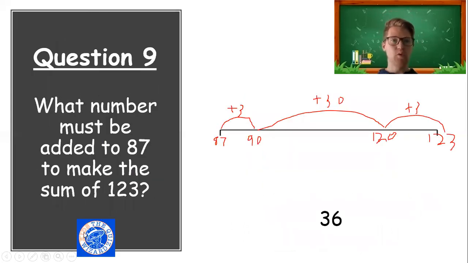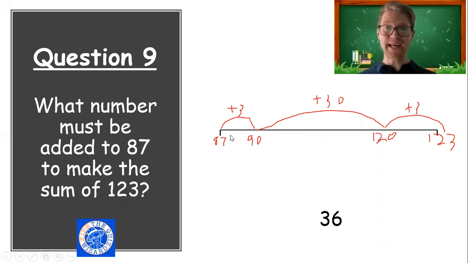Question nine, what number must be added to 87 to make the sum of 123? I had to draw this freehand, so Mr. Chapman's not the artiest of people. But what I would do here is I'd put the two numbers that we're trying to find the difference between. So 87 at one end and 123 at the other. And I'd just do it in manageable chunks.